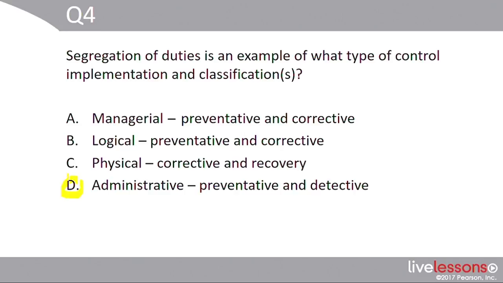Well, the correct answer is D. This is an administrative implementation. Administrative is also called managerial, but the purpose of segregation of duties is to prevent fraud and collusion. So it is a preventative control, but it can also function as a detective control to uncover or identify fraud or collusion or other nefarious activities.